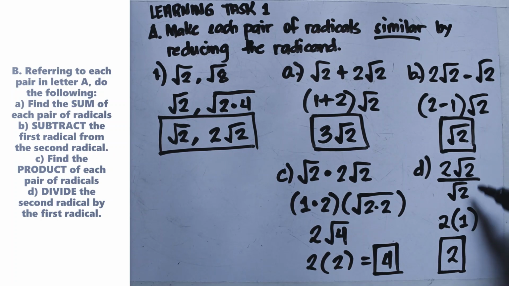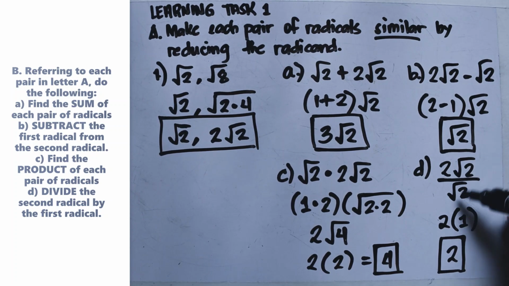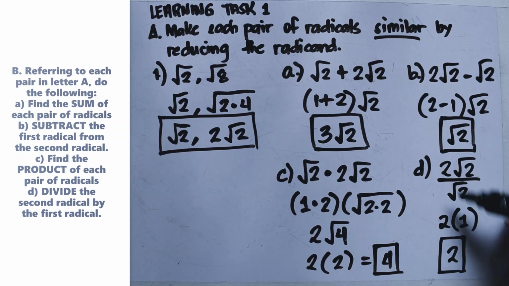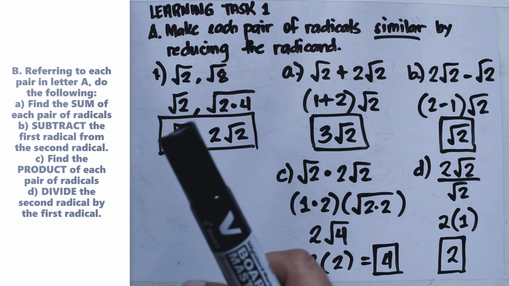Again, saan nanggaling si 1? Ito po, square root of 2 over square root of 2. Kapag dinivide ko yan, cancel. 1 na po yan. Nakuha, and then times 2, so 2. In short, cancel na lang to, matitira na lang si 2. Nakuha. Ayan. So, nakuha na po natin yung sagot sa number 1.